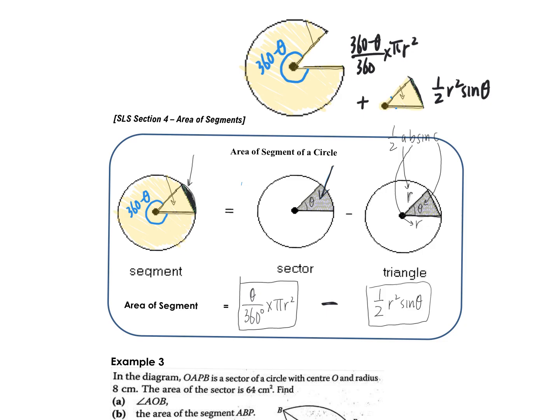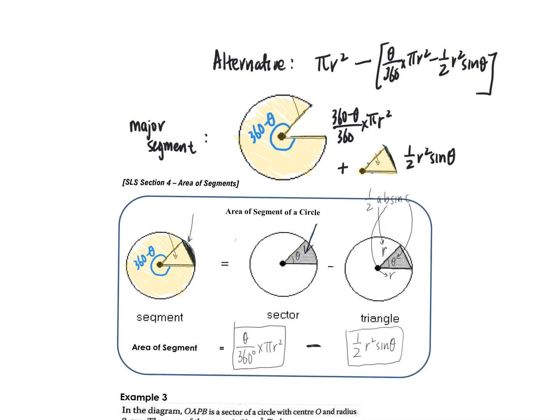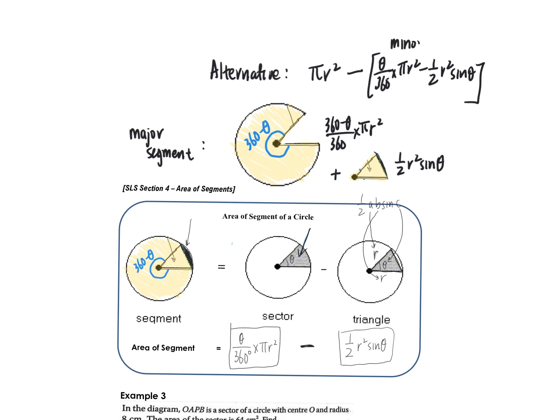So instead of this is major segment, I could also alternatively use pi r square minus the minor segment, which is this. The formula looks complicated, but the math is direct. This is for the minor. Just use this to minus the minor segment. Okay, let's practice that.